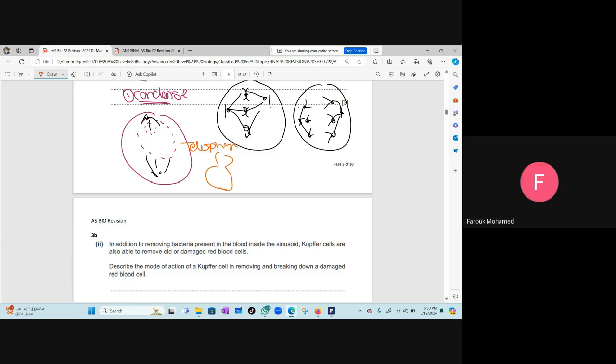The cell membrane is pinched. This is in cytokinesis. Telophase, what will reform? The nucleolus and the nuclear membrane. Yes, they will reform. And then in cytokinesis, the cell membrane will pinch off. This is in the case of the animal cells.